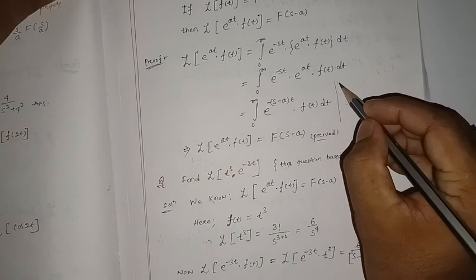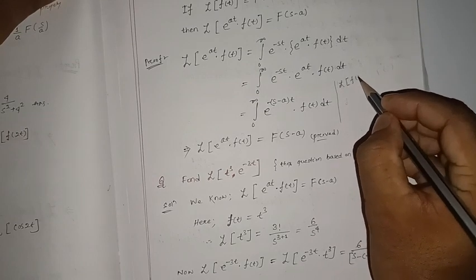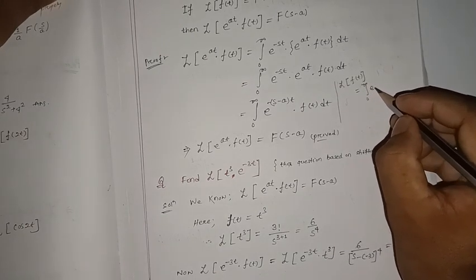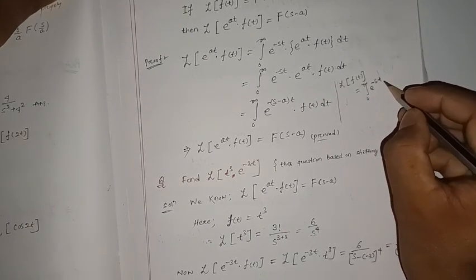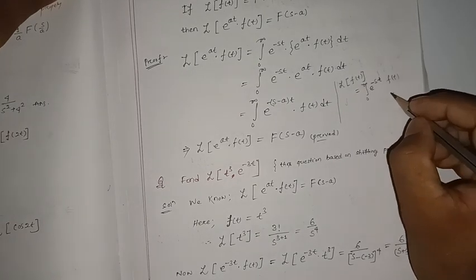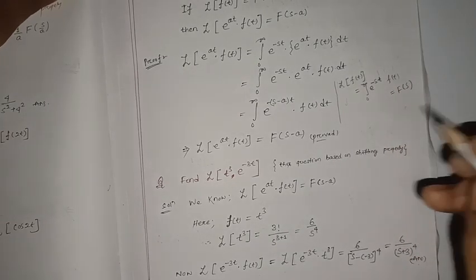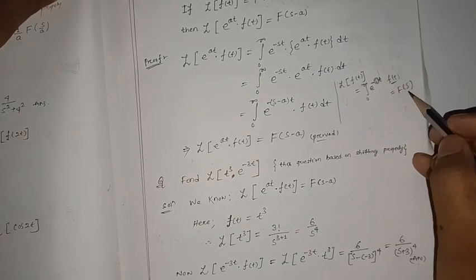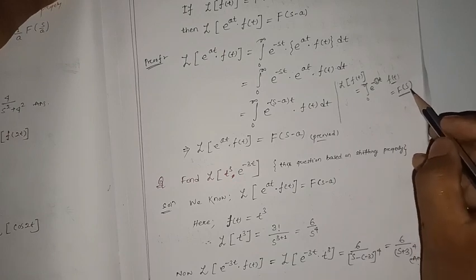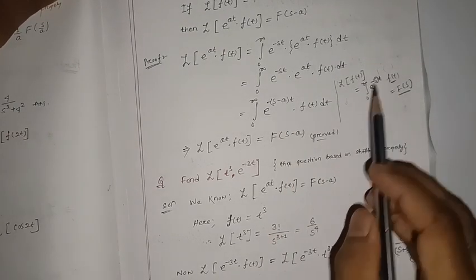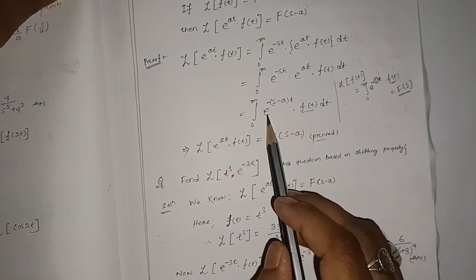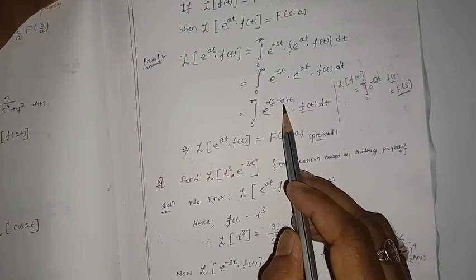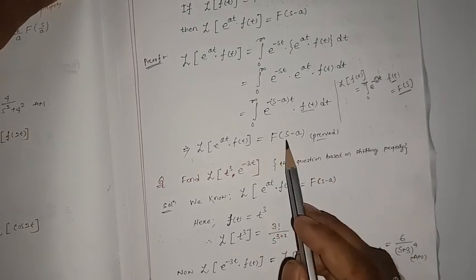Here you can see Laplace transform of small f of t is written as integral from 0 to infinity e to the minus st into f of t dt, which is nothing but capital F of s. So here e to the power minus st is there, f of t is there. Here f of t is also there, but e to the minus of s minus a is there. So instead of s, s minus a is there. So we can write capital F of s minus a.